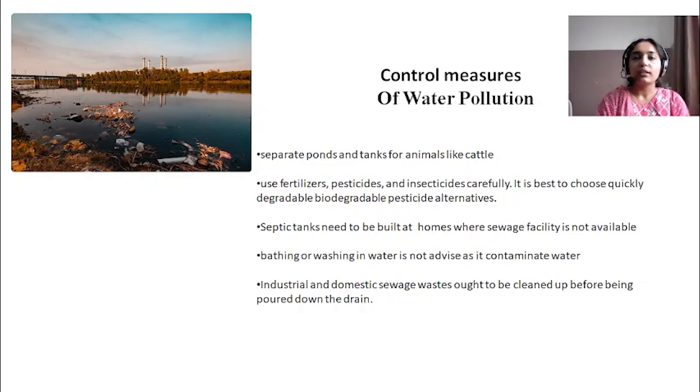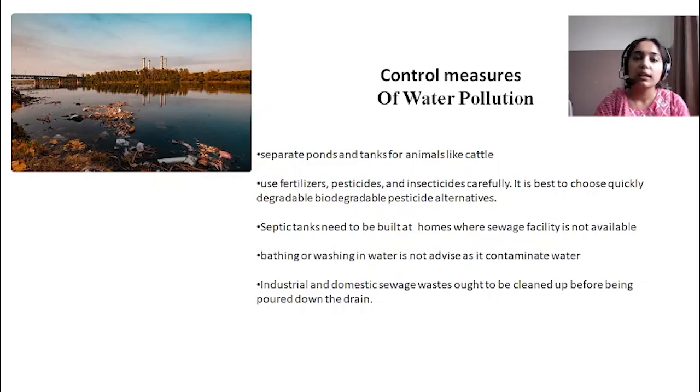Now, these are the controllable measures of water pollution. As we already know, water pollution is very harmful. Its effects we have already discussed. We have already gone through the effects that it may cause, even death, to aquatic bodies as well as to human bodies. So there are several measures present by which we can control water pollution.